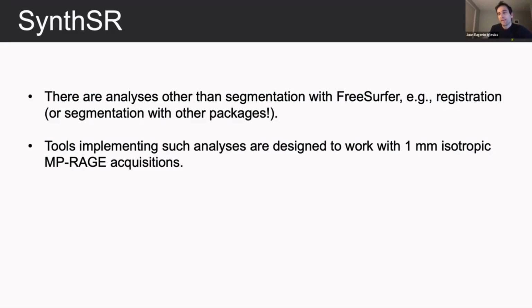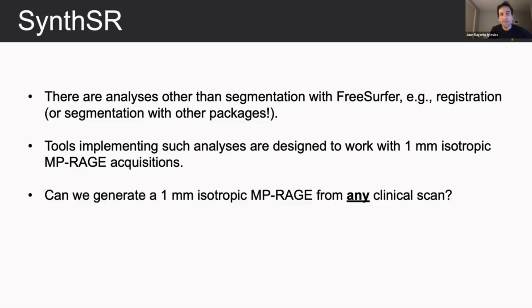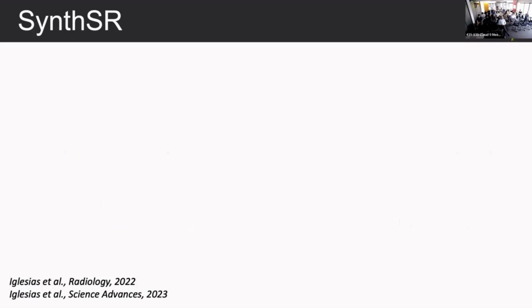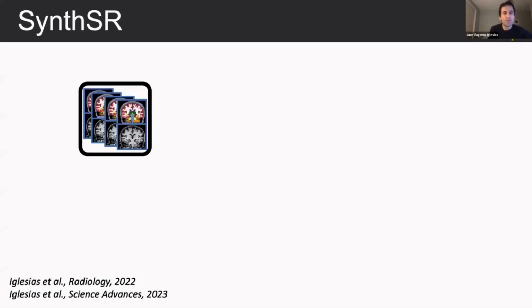So now the question is, can we generate a 1 millimeter isotropic T1 weighted scan, a 1 millimeter MPRAGE, from any clinical scan? Because then you can do whatever you want, not only segmentation. So as you can imagine, yes, we are playing the same games as with SynthSeg. It's the same strategy. The biggest difference is that you need not only the segmentations for training, but you also need the corresponding 1 millimeter MPRAGEs, which makes sense. You need a target, right?